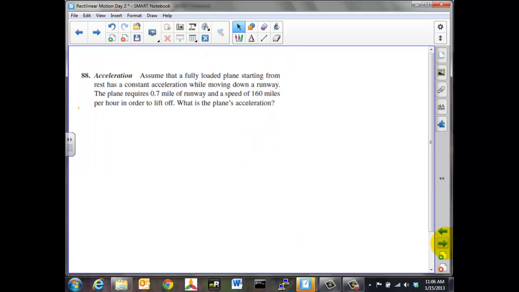Let's look at one more problem here, because I think it would be of use to us. Assume that a fully loaded plane starting from rest has a constant acceleration while moving down a runway. The plane requires 0.7 mile of runway and a speed of 160 miles per hour in order to lift off. What's the plane's acceleration? So acceleration is what we're looking to find. Tell me what we know.